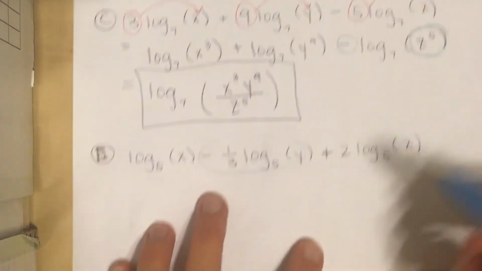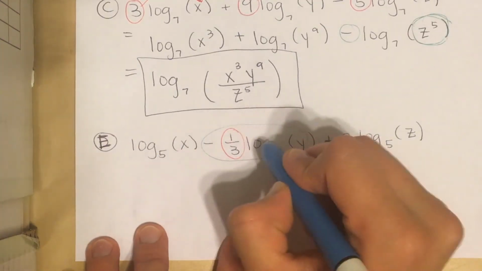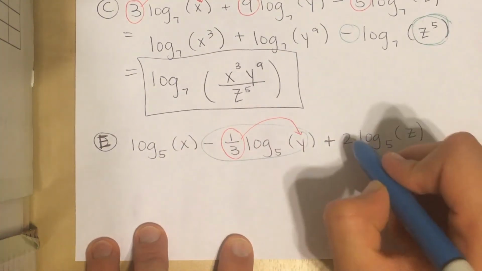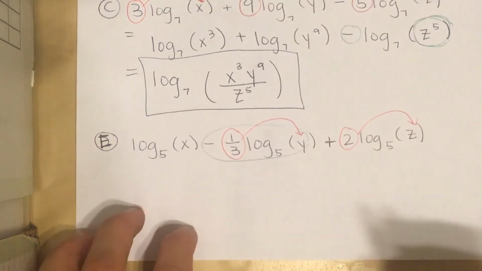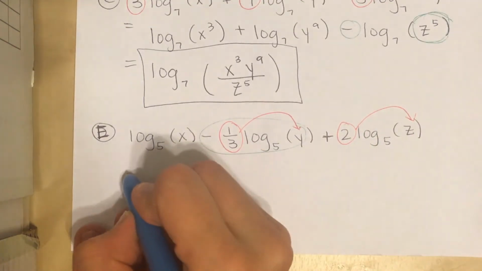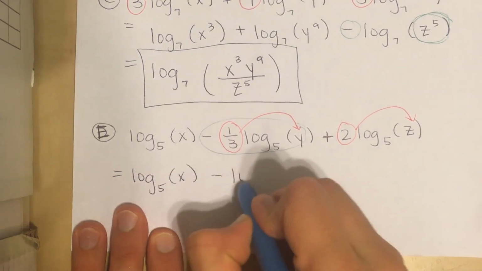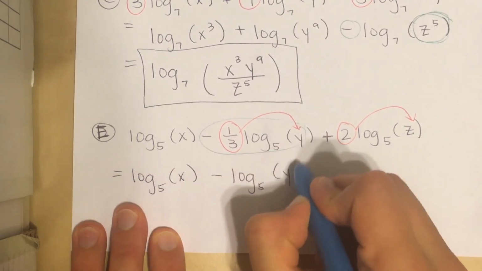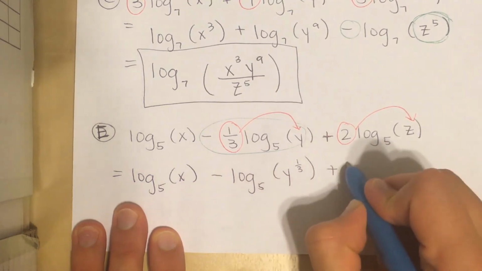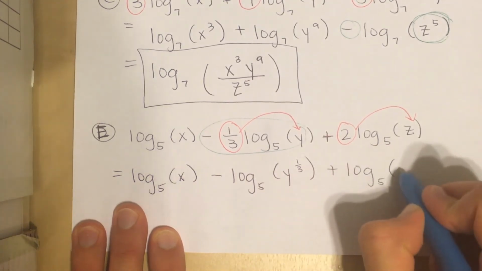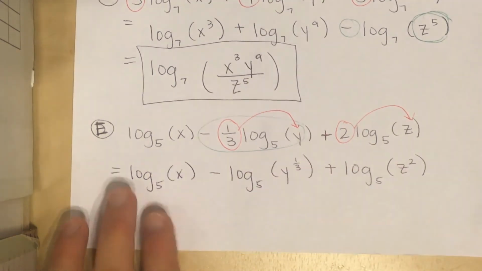Just like before, deal with your coefficients first. Nothing there to worry about. My 1/3 comes in here. My 2 comes in here. So this can be rewritten as log base 5 of x minus log base 5 of y to the 1/3 power plus log base 5 of z squared.